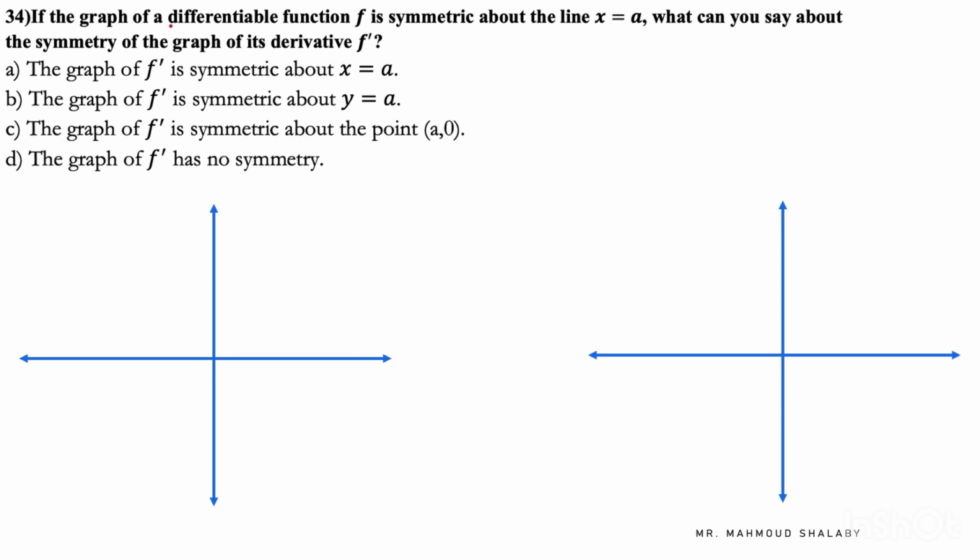Now, if the graph of a differentiable function f is symmetric about the line x equals a, right? So the differentiable function is symmetric about the line x equals a. What can you say about the symmetry of the graph of its derivative f prime? First of all, is this one symmetric about a point or a line? This is the most important thing. So he says here a line. So we have here symmetry.